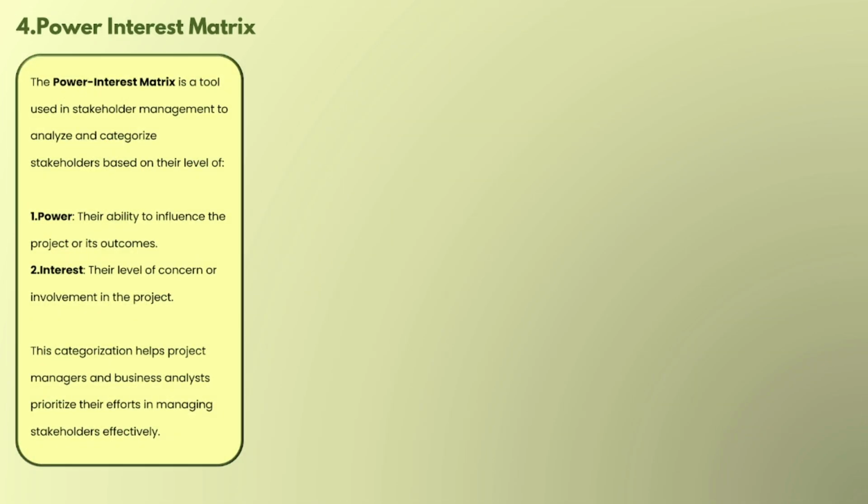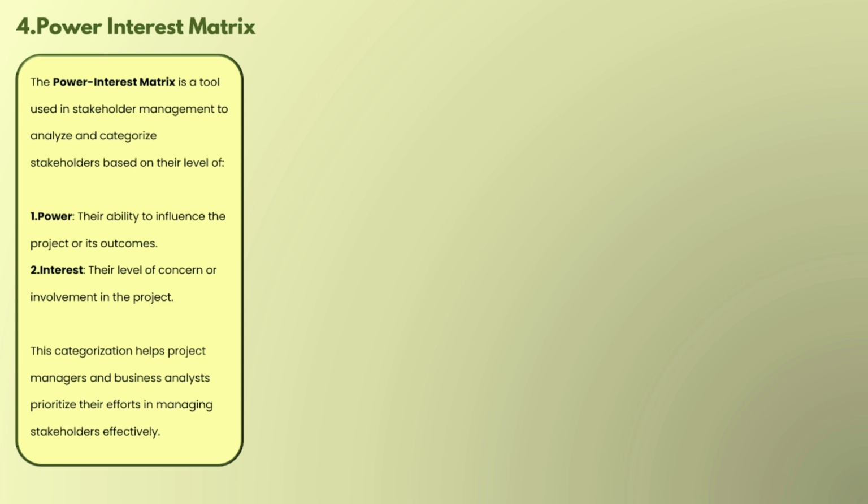Let's see the power interest matrix. The power interest matrix is a little bit similar to the stakeholder map, but we will build it in a different way. It is a tool used in stakeholder management to analyze and categorize stakeholders based on their level of power and interest. Power means their ability to influence the project or its outcome. Interest is their level of concern or involvement in the project. This categorization helps project managers and business analysts prioritize their efforts in managing stakeholders effectively.